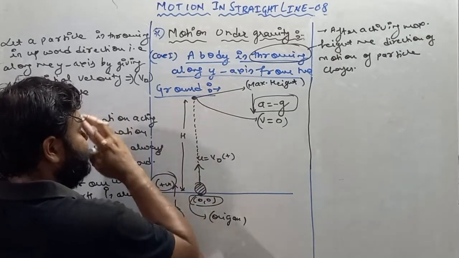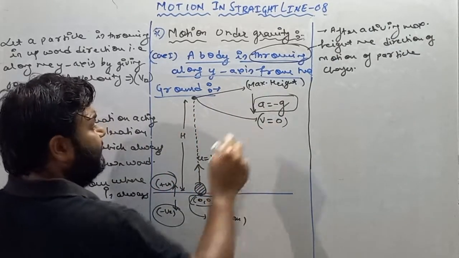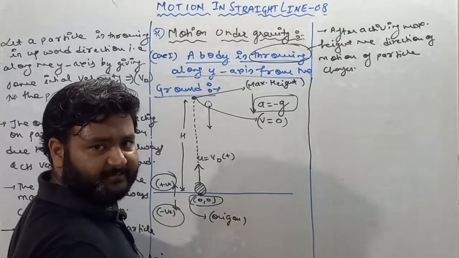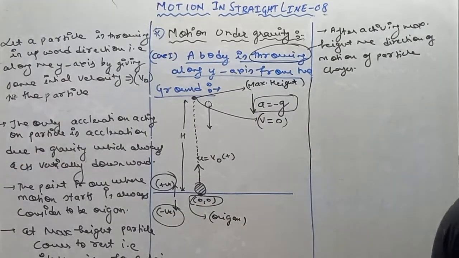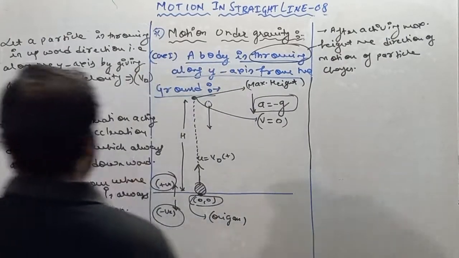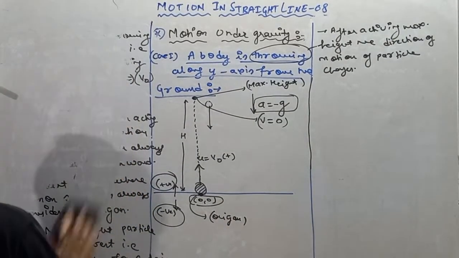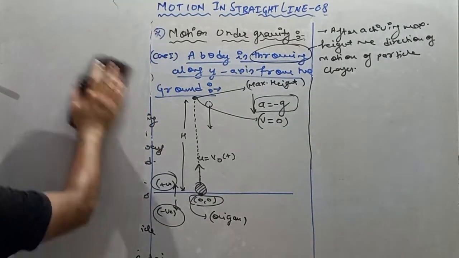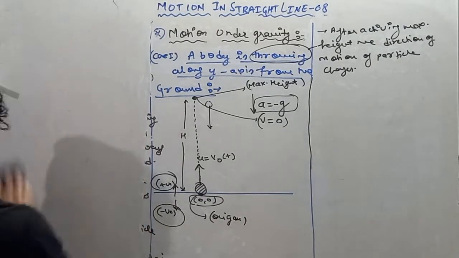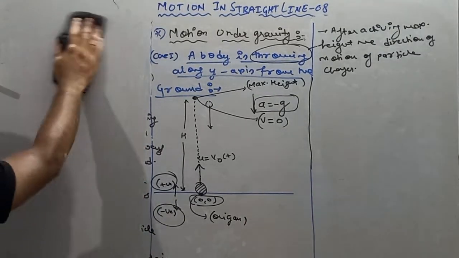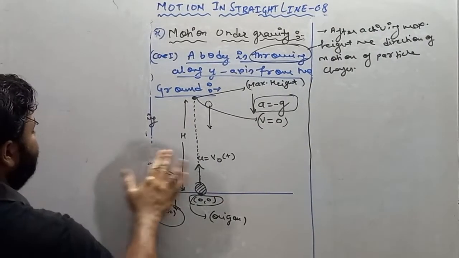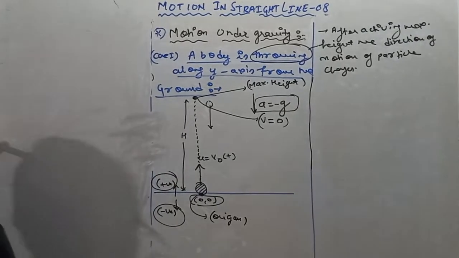And once the particle achieves maximum height, at that time the velocity becomes 0, and again the particle starts performing motion towards the ground. So remember this thing, at maximum height the velocity is considered to be 0, and that velocity is nothing but the final velocity when the particle is moving in the upward direction. Now I'll write the equations of motion in this situation, my dear student. Write down the equations of motion with constant acceleration.